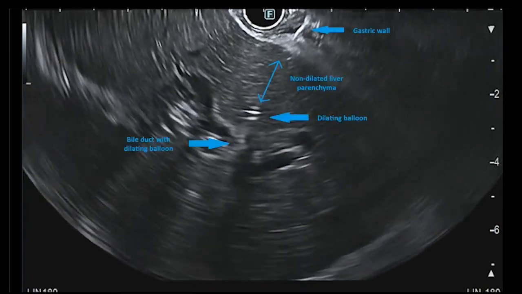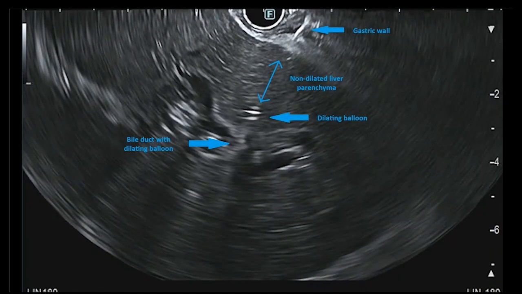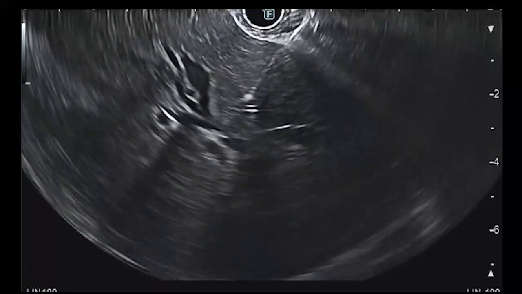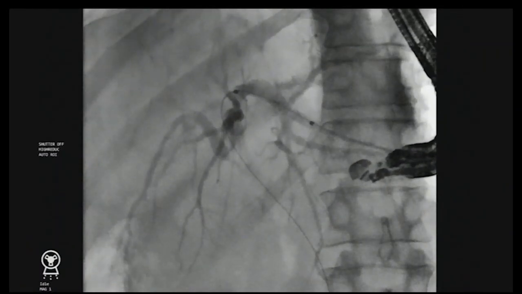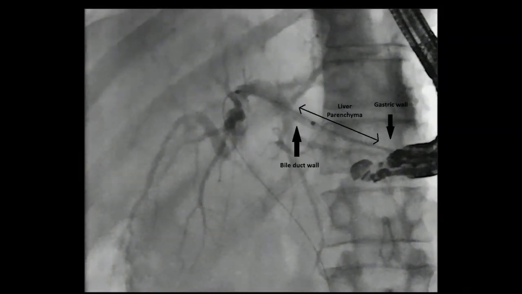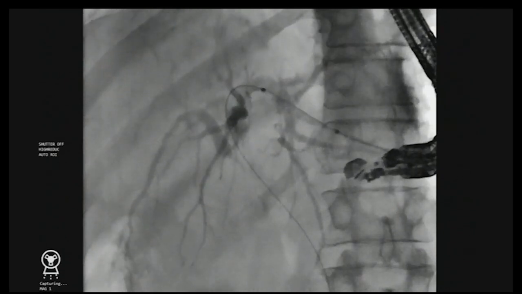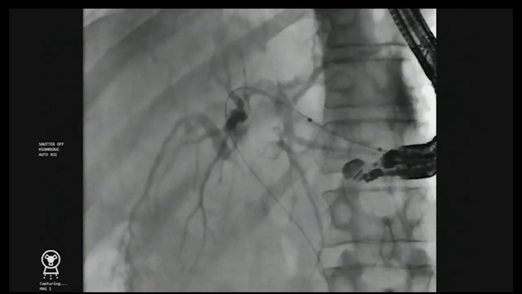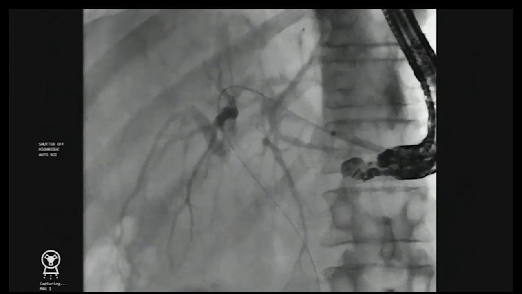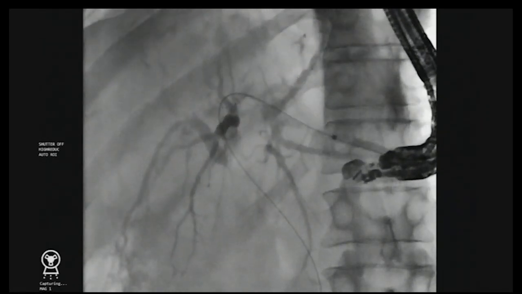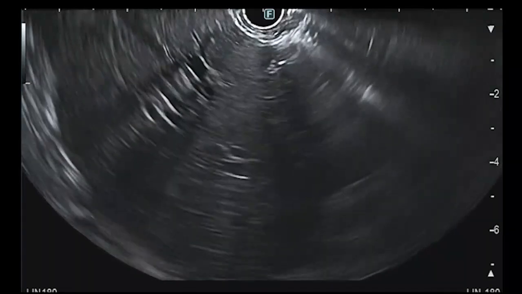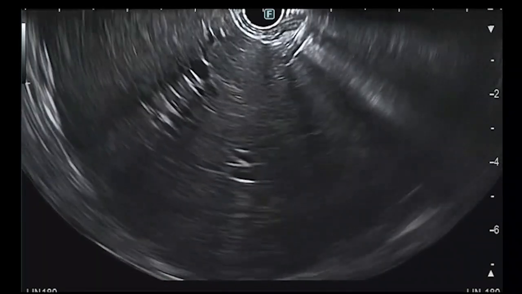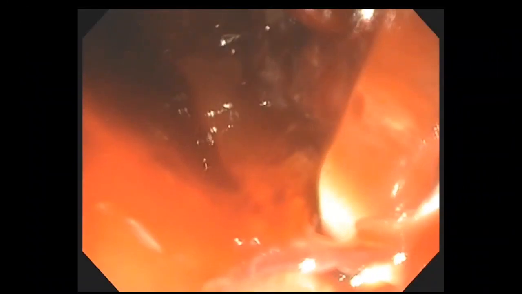This is an example of segmental dilatation method. As seen here, the bile duct is first dilated separately and a healthy amount of undilated liver parenchyma is spared. The balloon is then retracted towards the scope into a position where it traverses the liver capsule and gastric wall. This area is then dilated, leaving 2 to 3 centimeters of undilated liver parenchyma. This is the endosonographic view of the same.